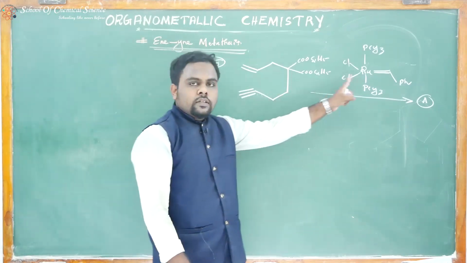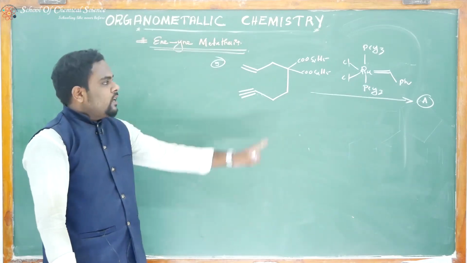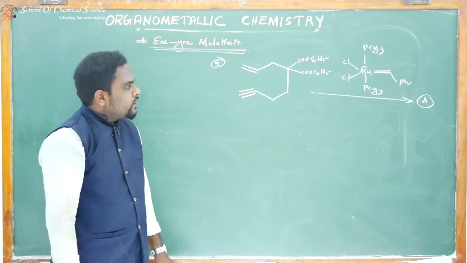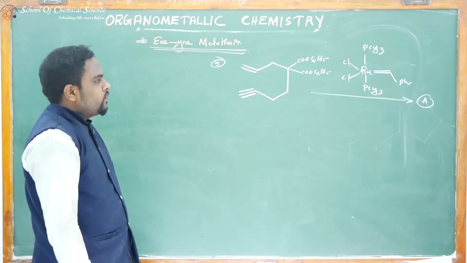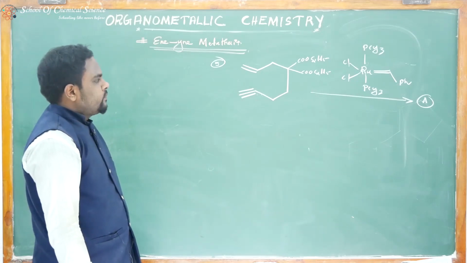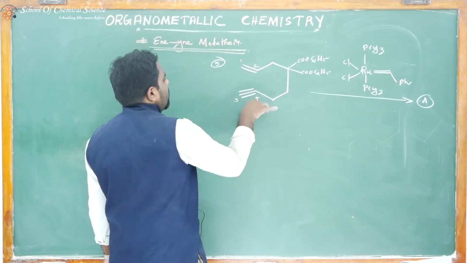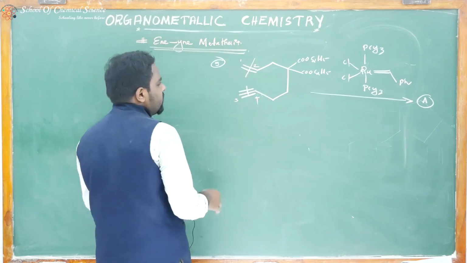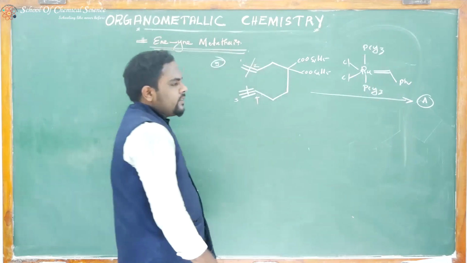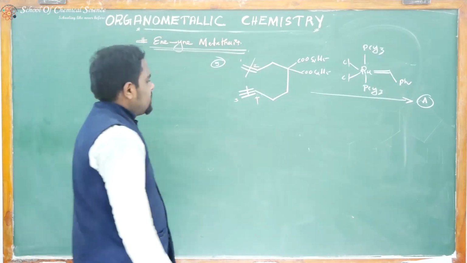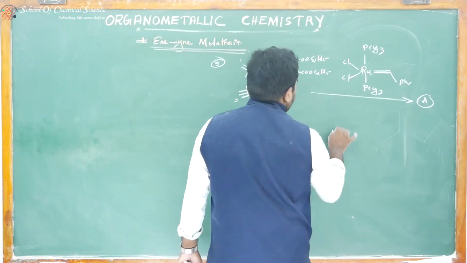What is this? A ruthenium-based catalyst. It's a Grubbs first generation catalyst. So what will be your product? Metathesis. Here a double bond is there. This is 1, this is 2, this is 3, this is 4. Break the double bond. Whether Grubbs or Schrock, nothing is mentioned, only a catalyst is given. You have to identify that it is a metathesis catalyst. So your product will be between 2 and 4, a new double bond will be formed.